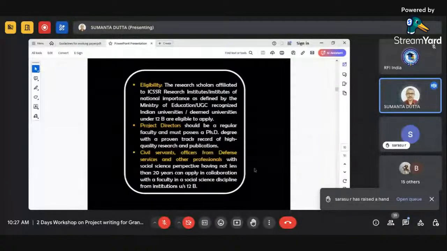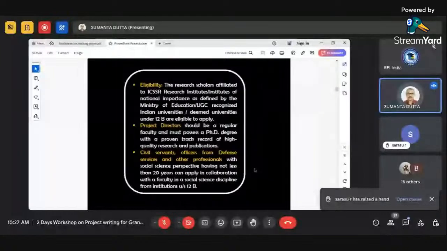The question arises: if I am working as a civil servant, or in a particular state public service, as an A grade officer or B grade officer, can I join and apply for this ICSSR project? The answer is yes. In social sciences, those with not less than 20 years can apply. So you must have an experience of more than 20 years.